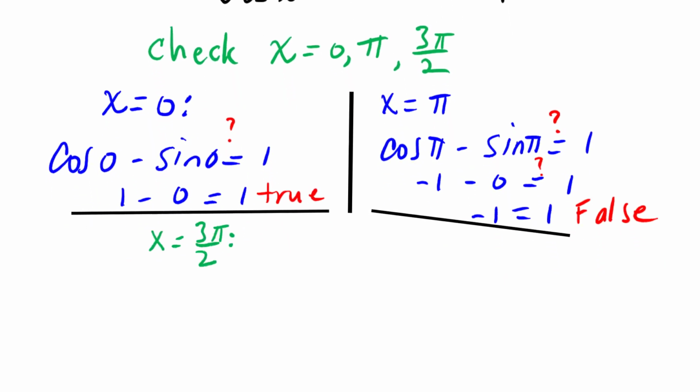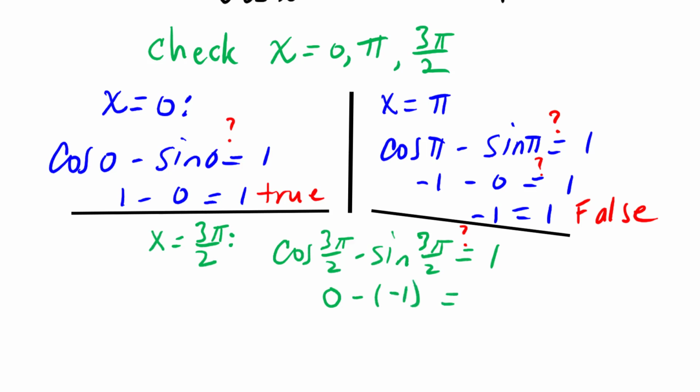Now let's check x equals 3 pi over 2. Cosine of 3 pi over 2 minus sine of 3 pi over 2 equals 1. Again, does it? We'll ask that question. 0 minus negative 1, is that equal to 1? Well, 0 minus negative 1 is positive 1, and it does equal 1. That is true.